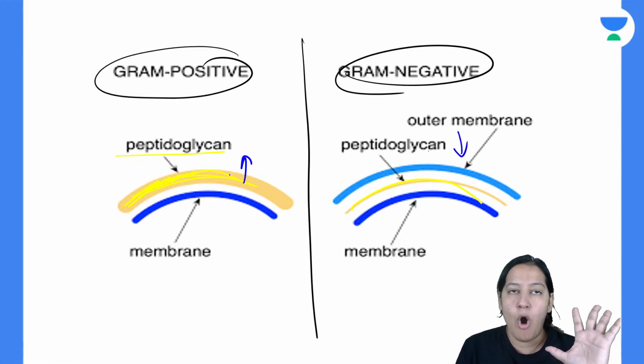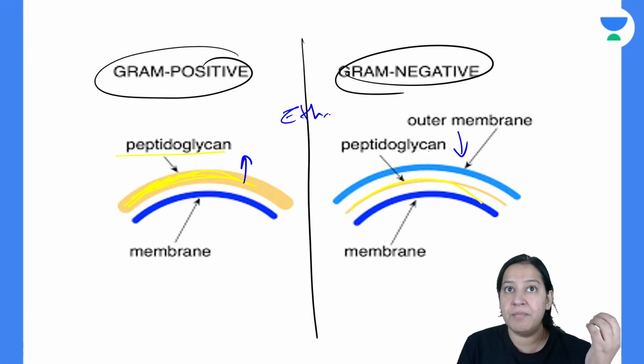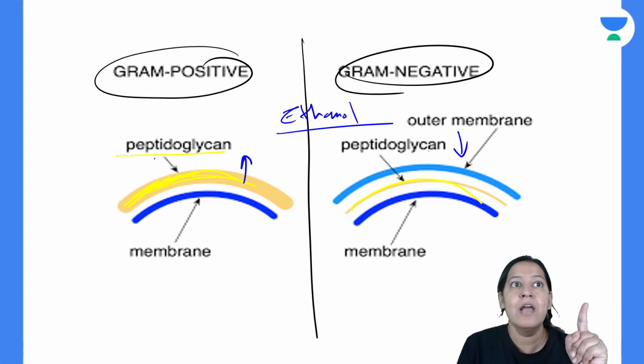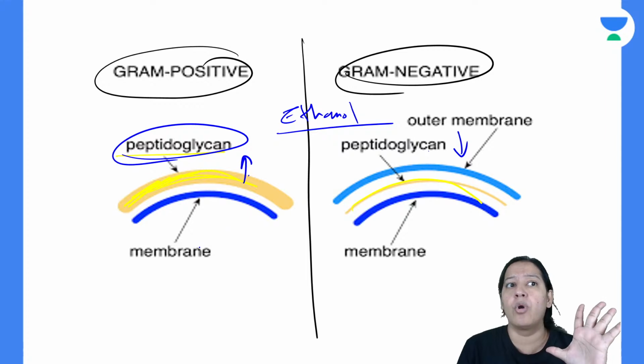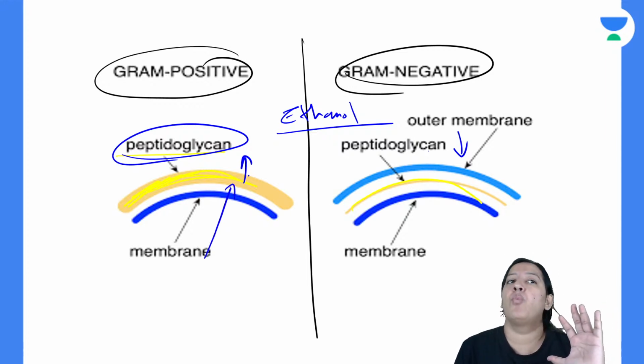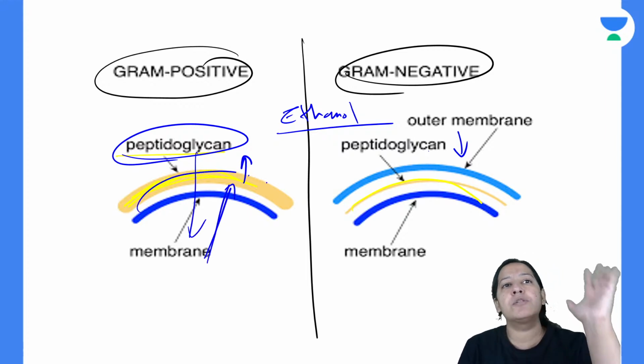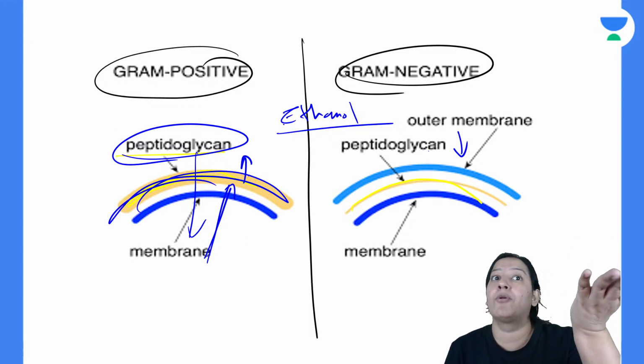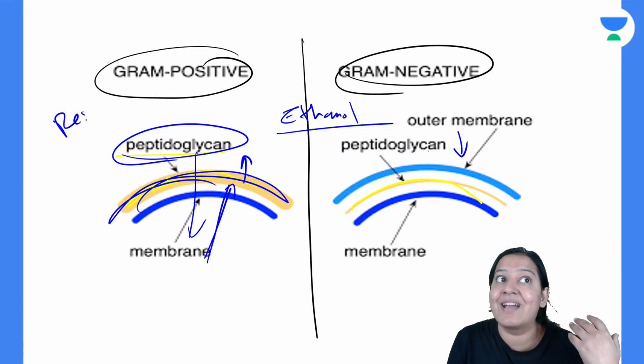So that's why, on adding ethanol, when we add the decolorizer to both, here peptidoglycan is more, so the dye cannot come out. Once it is in, it cannot come out because peptidoglycan is preventing the dye from coming out. That is why they are resisting decolorization.